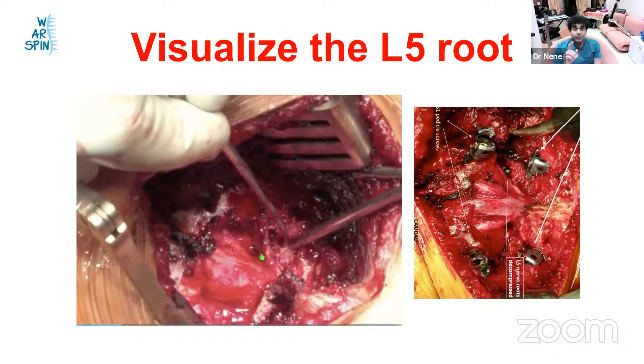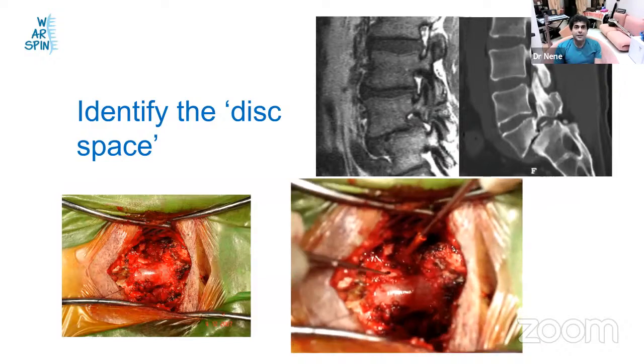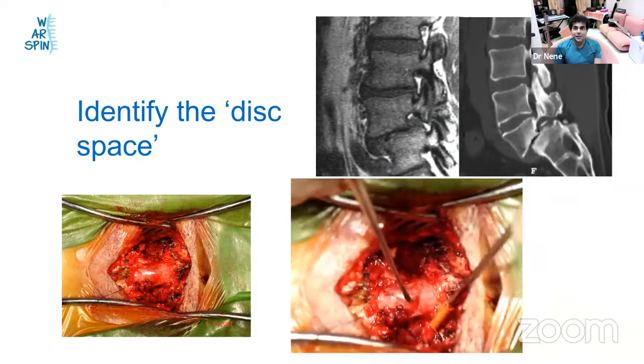Having said that, most L5 palsies that I've seen have recovered. So it's normally transient, but it gives you a crappy feeling. So it's rather that you avoid it. The next thing to do is now look for the disc space. And it's easier said than done.